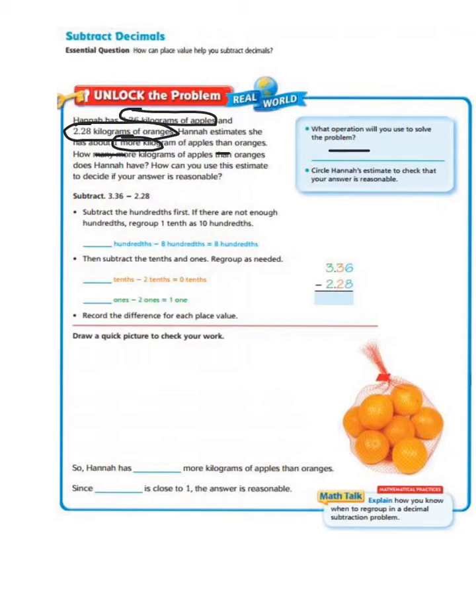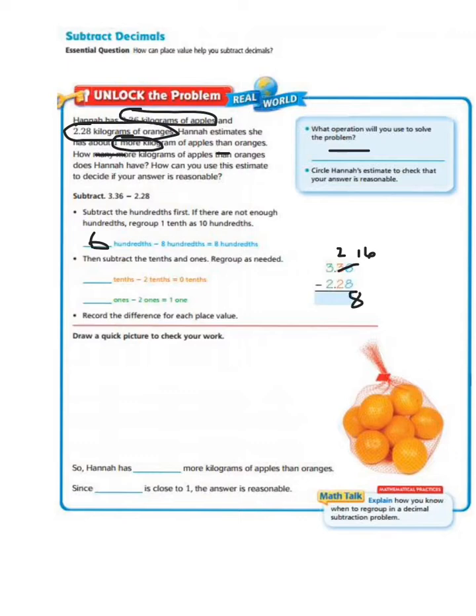So we've got 6 in our hundredths spot and 8 in our hundredths spot. So we're going to have to regroup. So we come over and we borrow 1 from our tenths column, which makes it a 2, and we add that to our 6, making it 16. So 16 minus 8 equals 8.